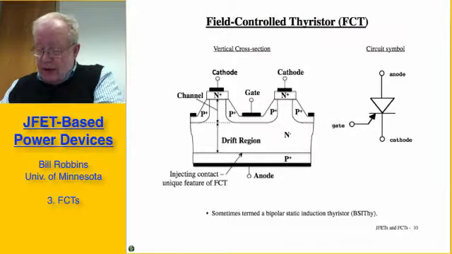I'm showing here what we would call an N-channel field control thyristor. It's possible to make a P-channel device, but in most situations, as with other power devices, we prefer the drift region to be N-type because of its lower ohmic resistivity.